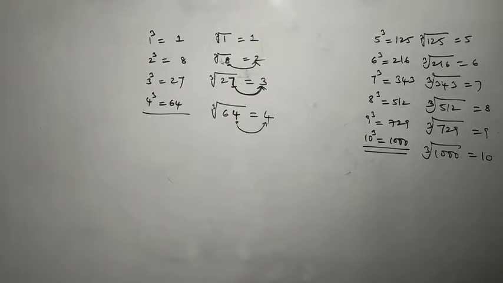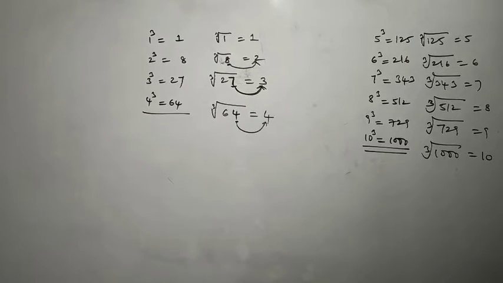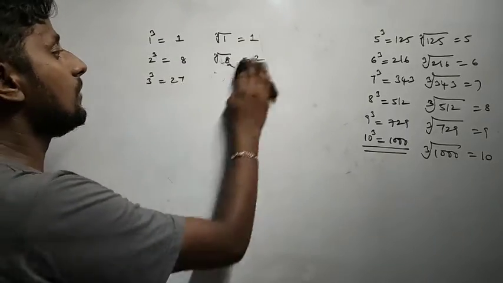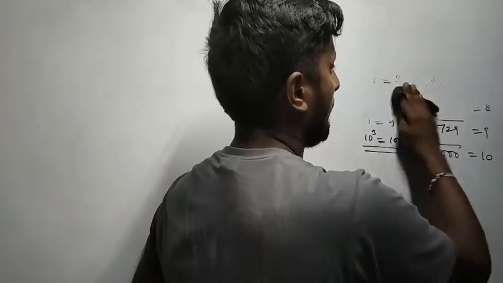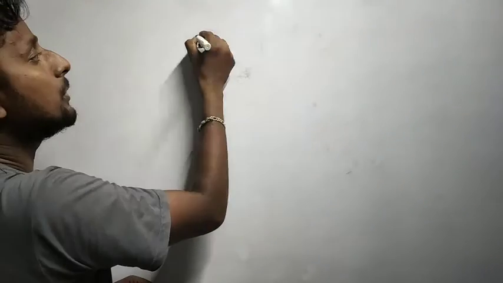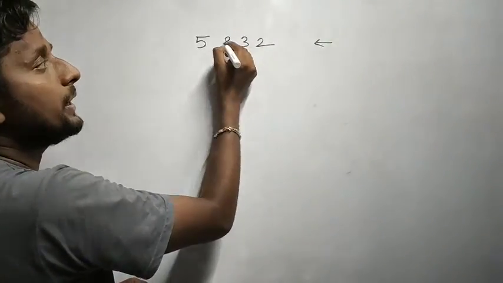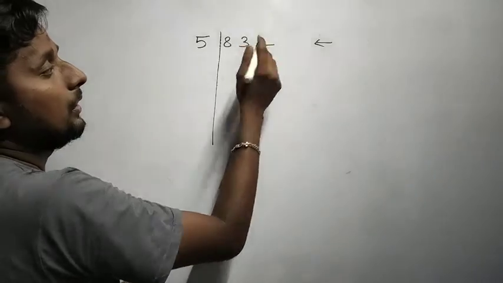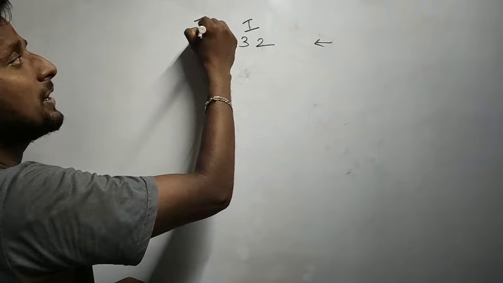We'll see some examples. Why I'm telling all this is because now we are going to find the cube roots by the estimation method. Take any one of the numbers. Okay, so first I'll take a 4-digit number, 5832. From the right side of the number, make groups. The first 3 digits are the first group, and the remaining digits are the second group.